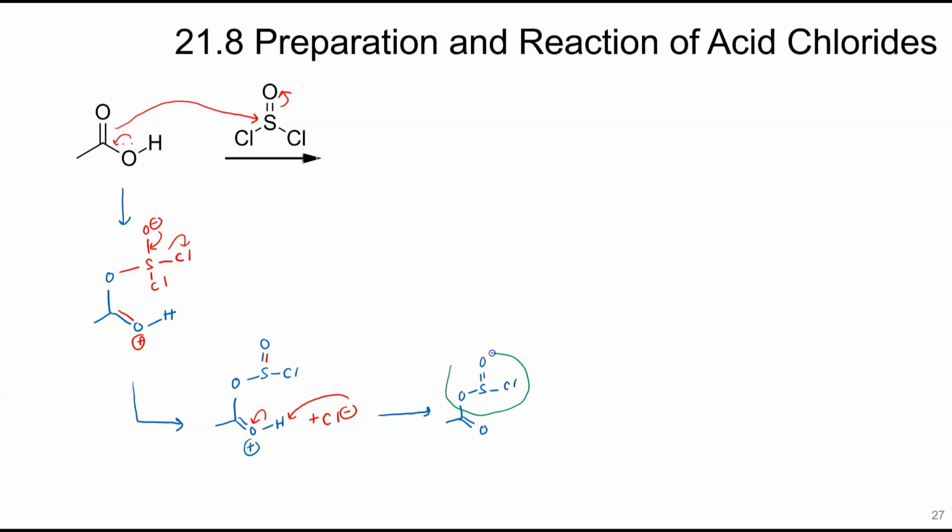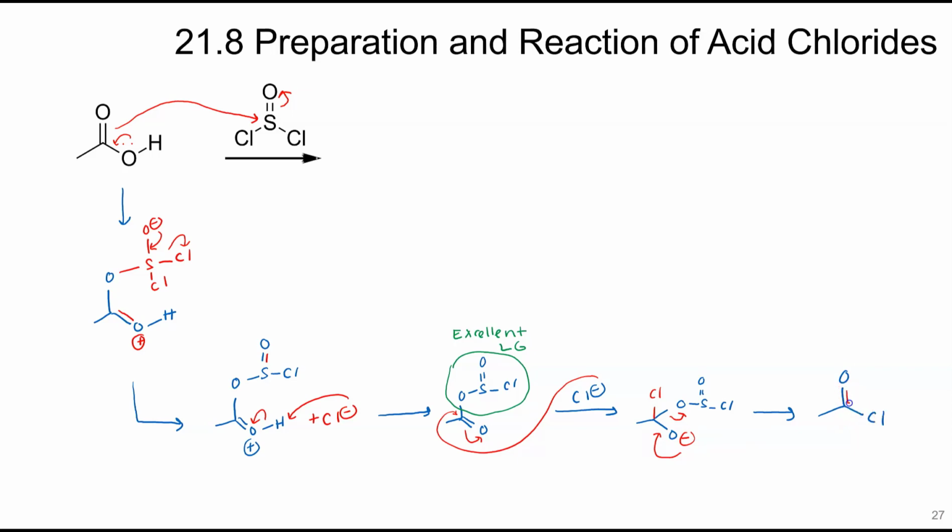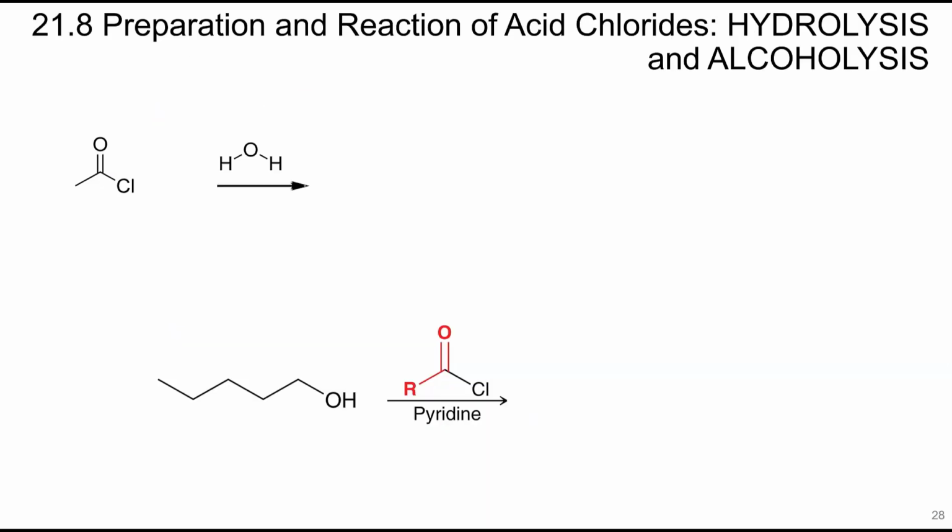Now this part of the molecule is a great leaving group. So another molecule of Cl- can attack here. The lone pair from the oxygen can come down and kick off this wonderful leaving group. And we get the acid chloride, plus SO2 and Cl-.